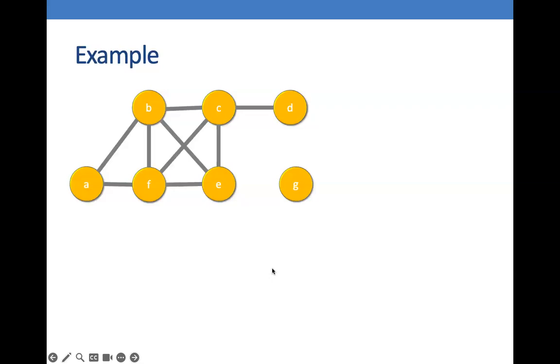Okay, so let's have another example. We have vertices or nodes A, B, C, D, G, E, and then F. While this graph is connected, the node G, on the other hand, is isolated or not connected to any of the other vertices in the graph. So what we are going to do here is determine the neighborhood as well as the degree of each vertex.